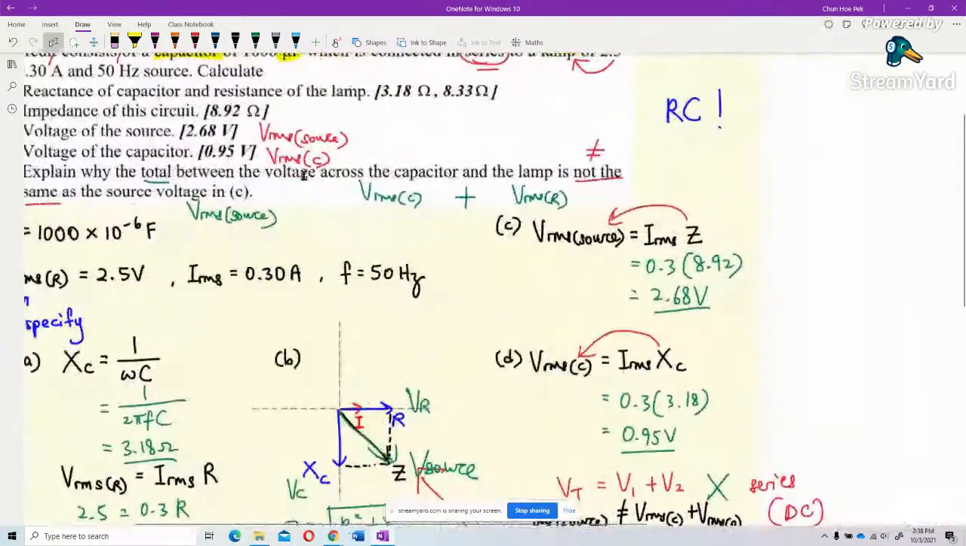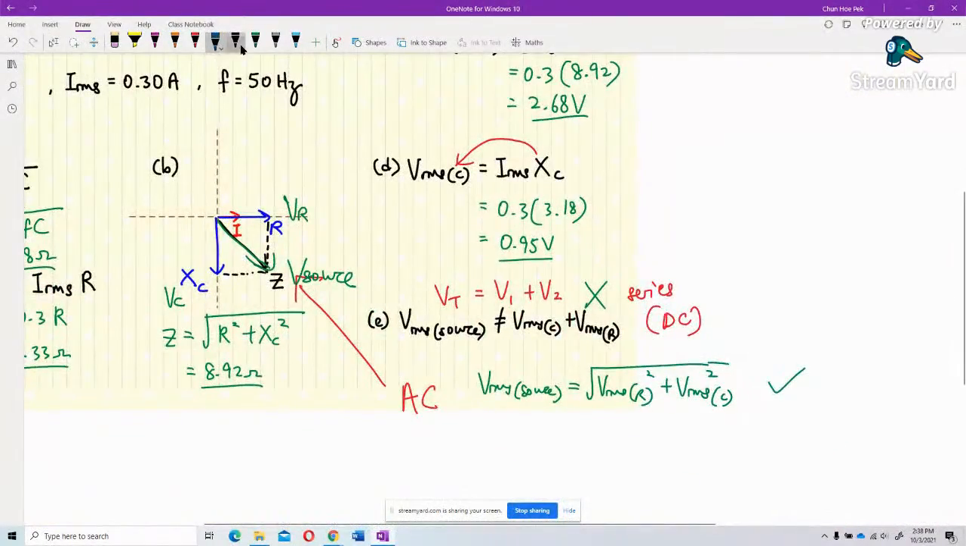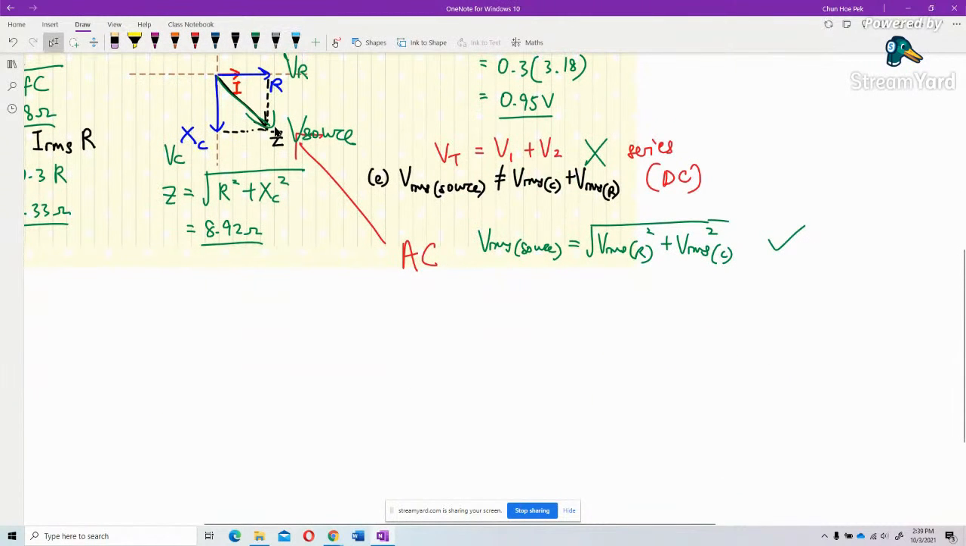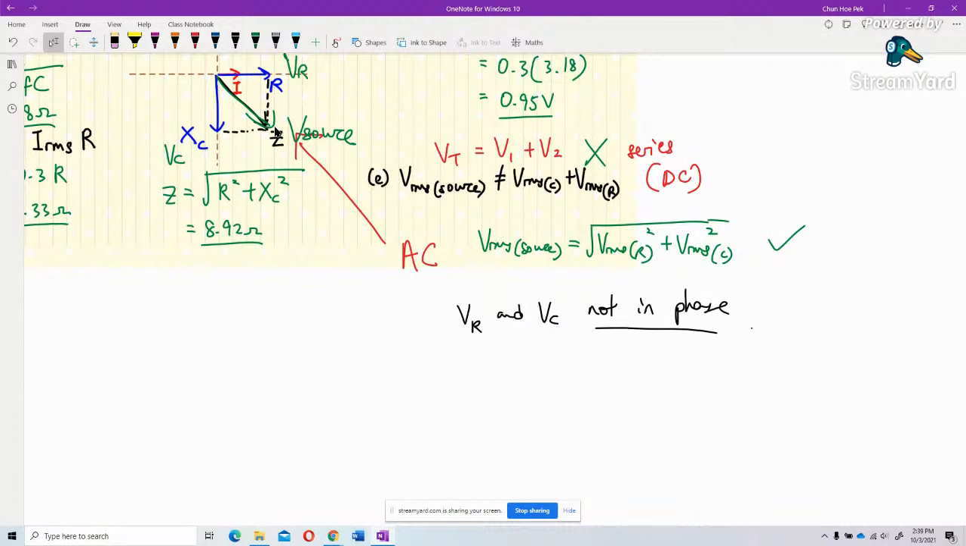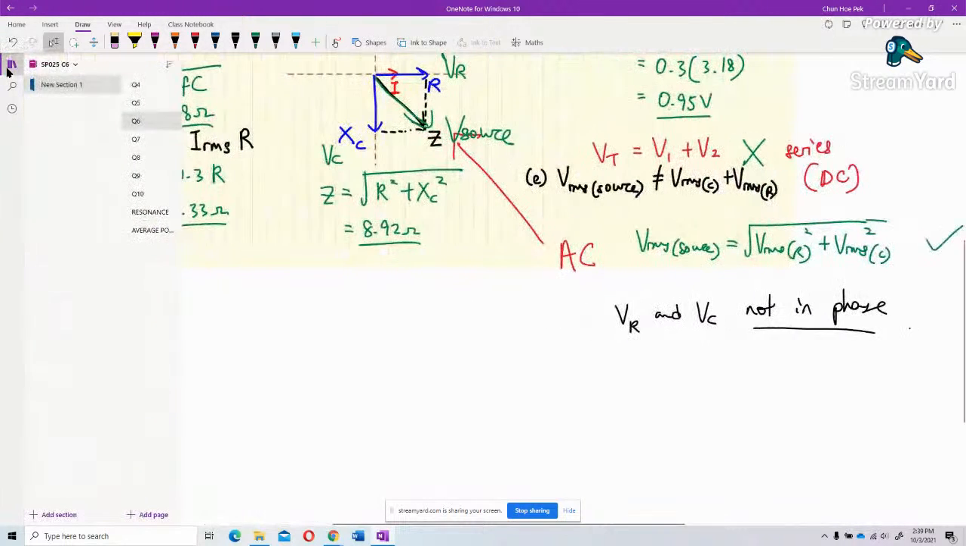And for the reason you can add in some words. You can say because VR and VC are not in phase. That's it. They are not in phase, so you cannot just total them up. Understand? Okay, that's it. Now let's move on to the next question.